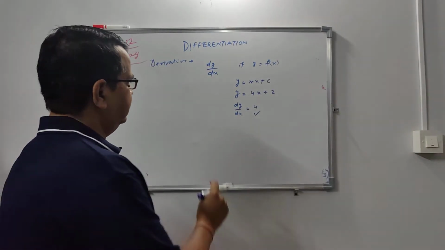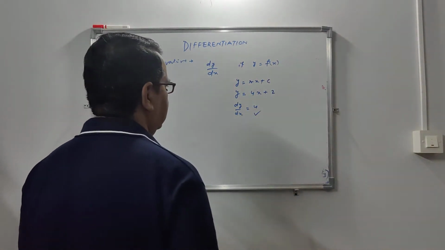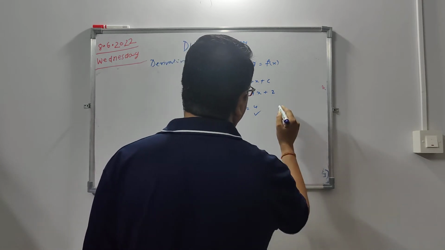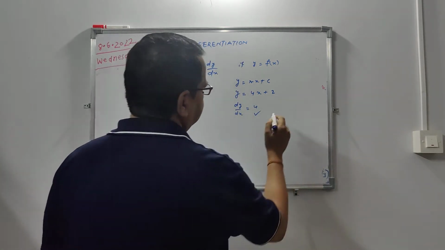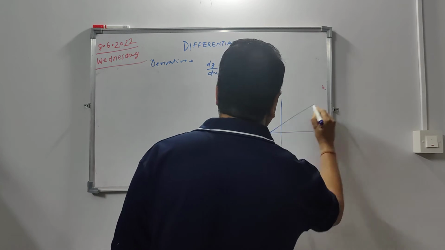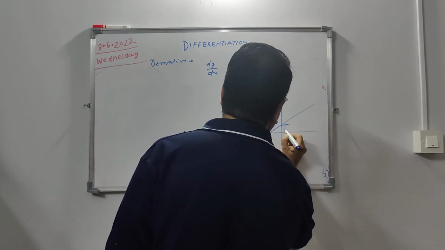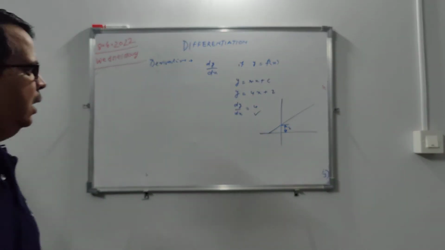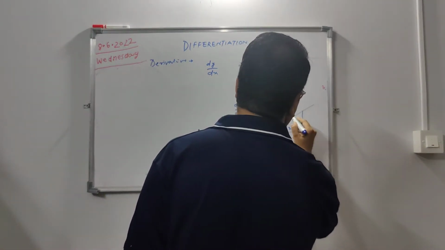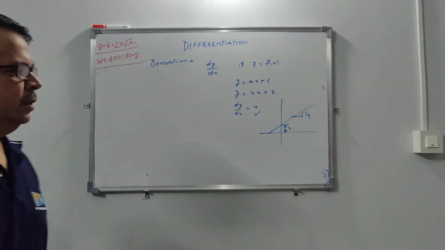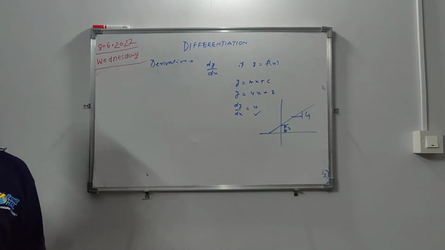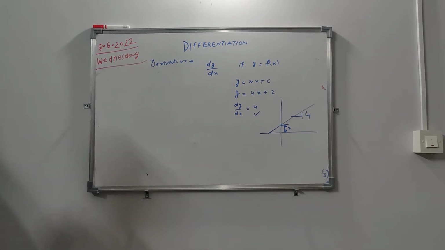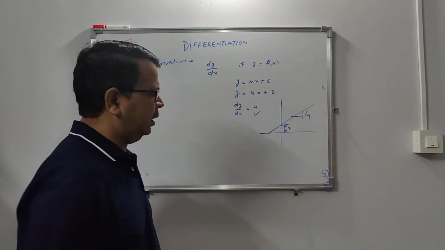So how will this equation look? Let us say it is something like this, your y-intercept is 2 and the slope is 4. In this case the slope is 4. That's why the derivative is sometimes otherwise called the slope.